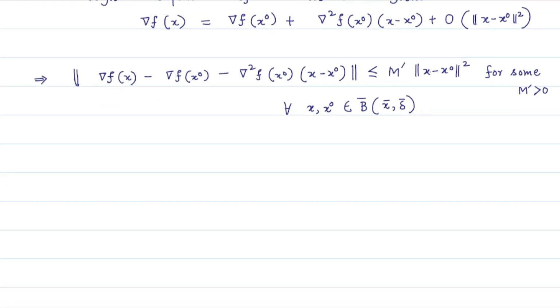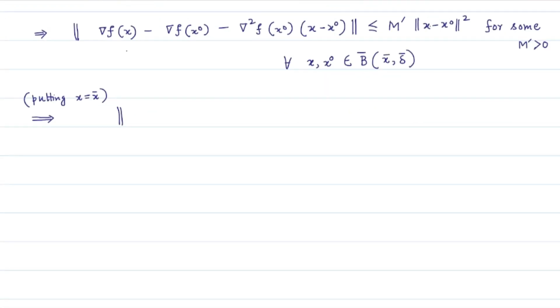Now inside this inequality, we put x equal to x bar. Then we see that the left hand side gives us the gradient of f at x bar, that is a null vector. So this left hand side yields the norm of the gradient at x bar plus the Hessian at x naught times x bar minus x naught, that is less than or equal to m dash times norm x bar minus x naught squared.